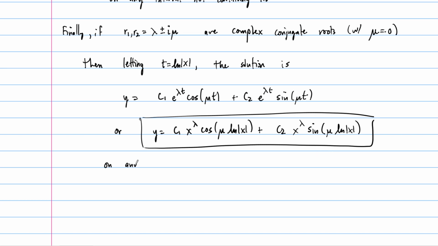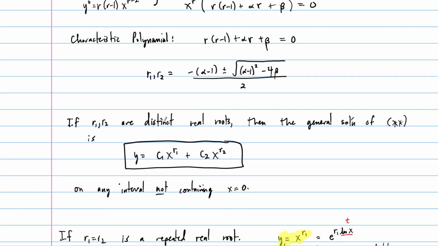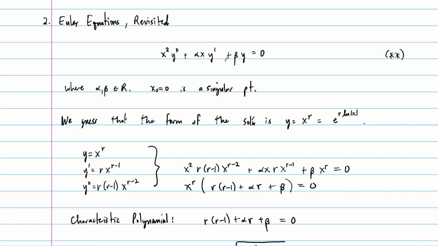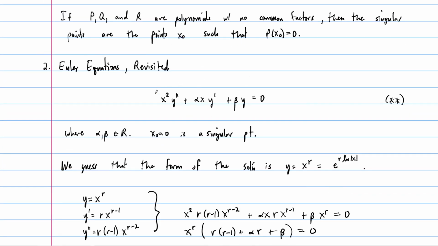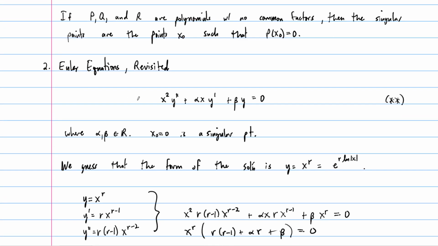All right, so this is the solution on any interval not containing x naught equals 0. All right, so that's one way to solve, well, if it's an Euler equation, it's a very specific example, right? But this is one way to solve a second order linear homogeneous differential equation near a singular point, right? So we want to solve these near the singular point. On this one, we solved it on any interval that does not contain the singular point.